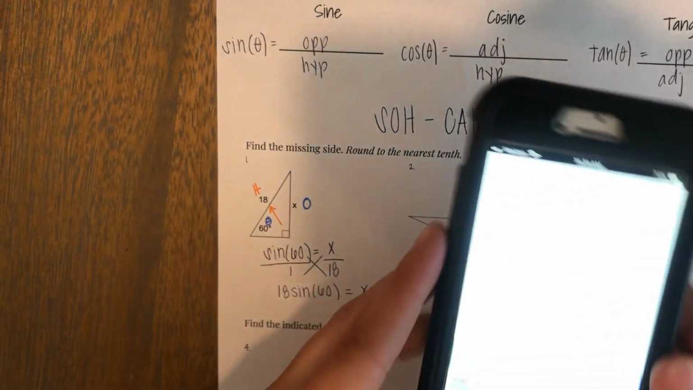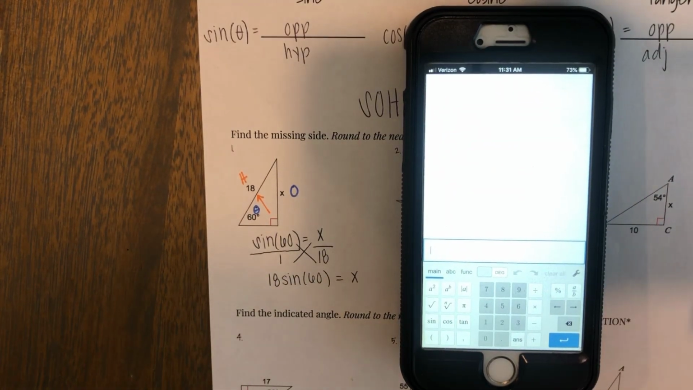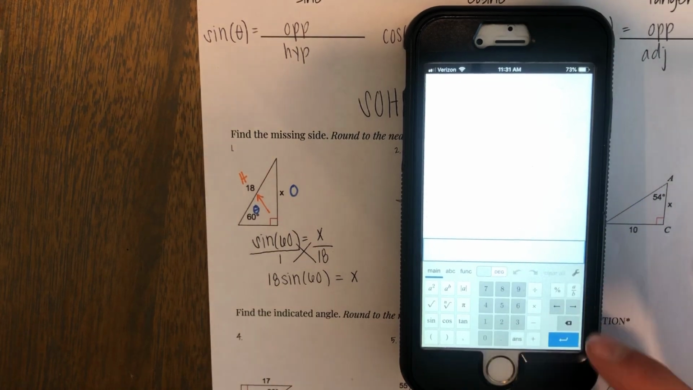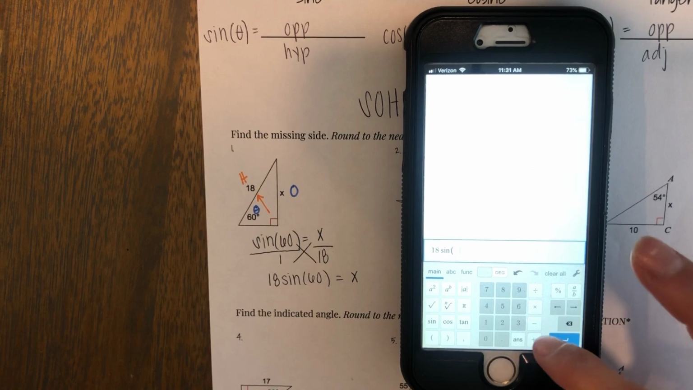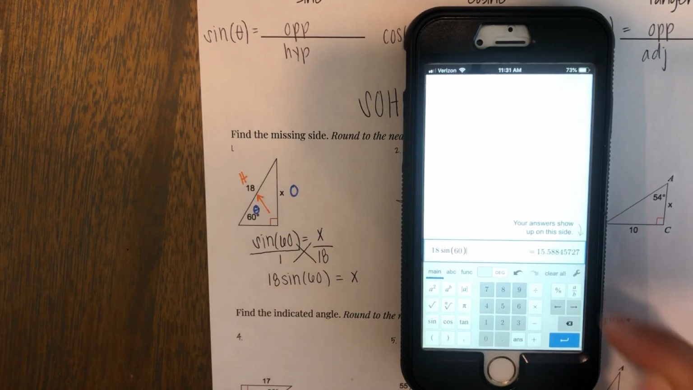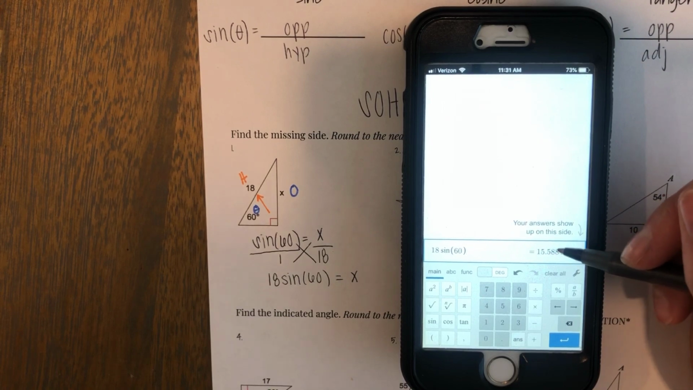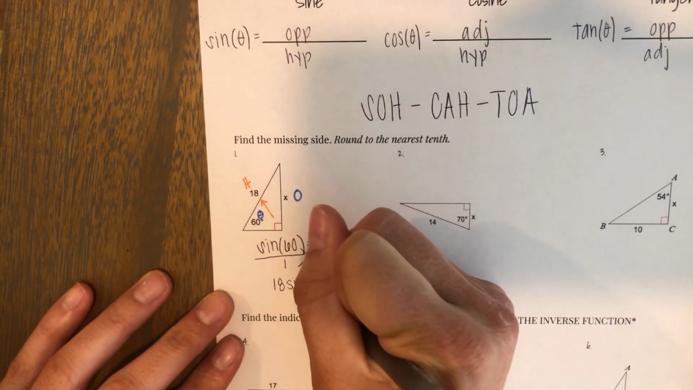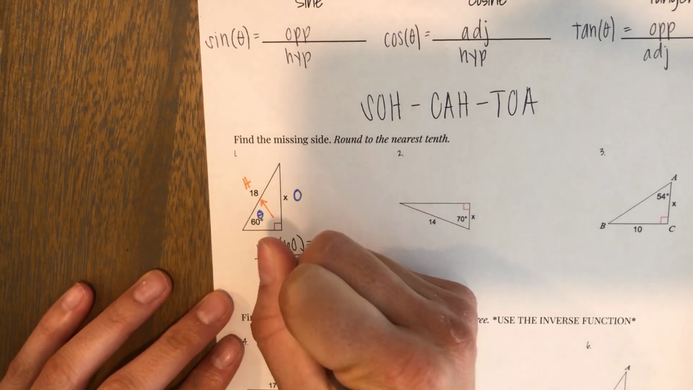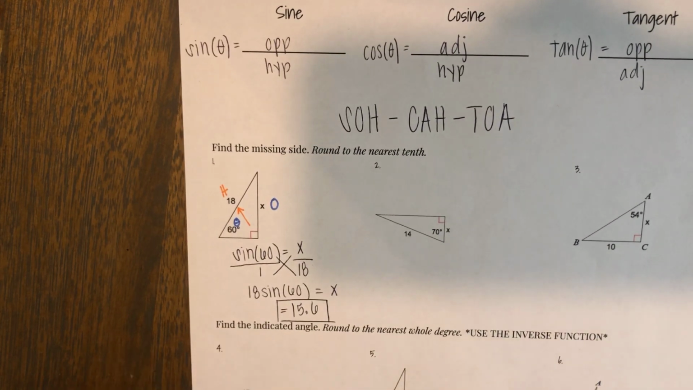So I'm using that Desmos calculator still. This is like the best one. The app for it is on the agenda. So I'm just going to type 18 sine of 60 and round it to the nearest tenth. So 15.58, that would round up to 15.6. There's your answer. So hopefully you kind of remember that.